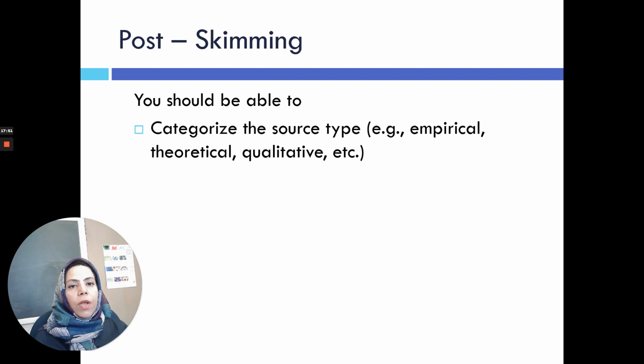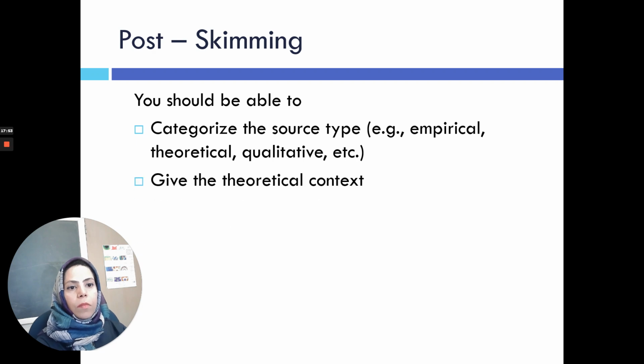So you should be able to categorize that source, and of course skimming के बाद थोड़ा सा आपको पता चल जाएगा कि इसका context क्या था. If you already have a theoretical focus, so it will allow you कि after skimming आप उस पेपर को वो theoretical context दे सकें जो आपका focus है.